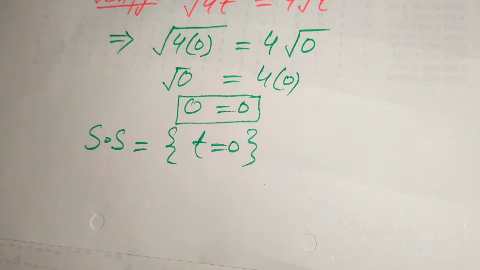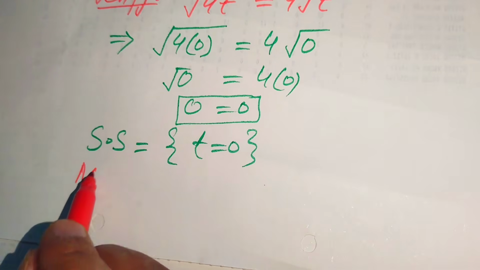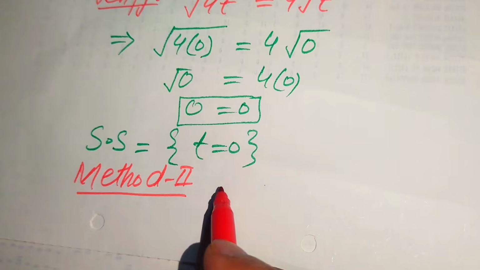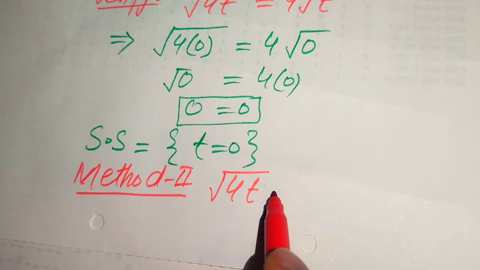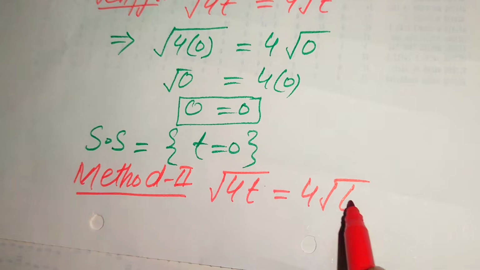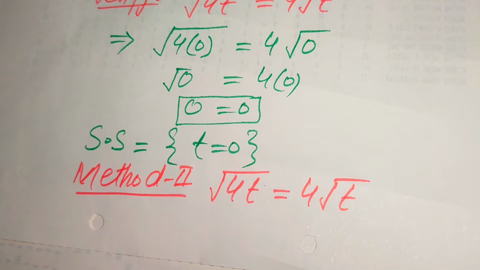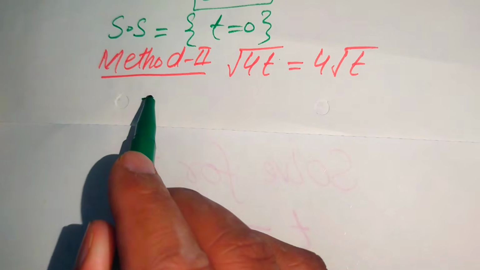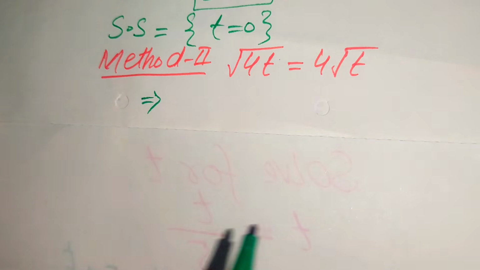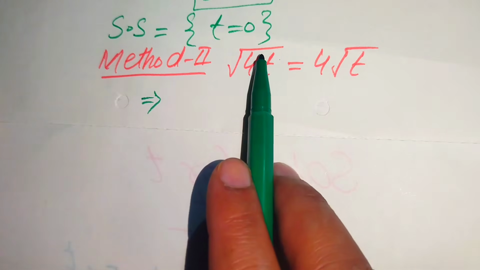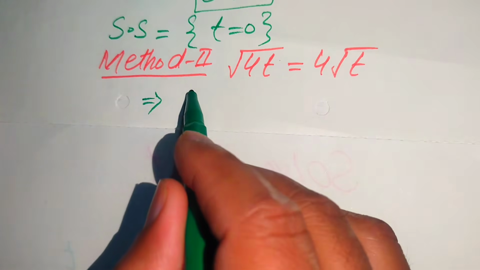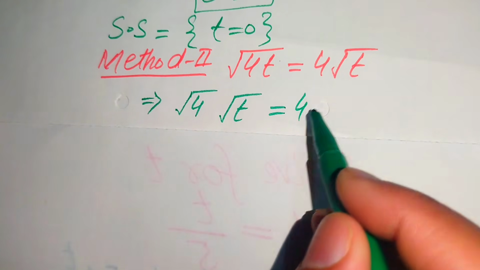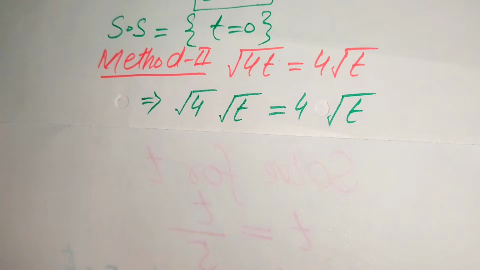Now we again solve this problem by the second method. For the second method, we copy down the given question statement: the square root of 4 times t is equal to 4 times the square root of t. Our second method is a very straightforward method, and here we quickly determine the solution set of this problem. In this method, we just apply the square root sign separately on both of these two values, and it will be written as the square root of 4 into the square root of t is equal to 4 times the square root of t.